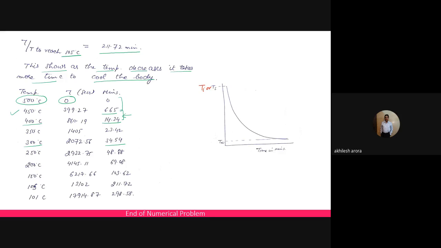Initially it was from 500 to 450 degrees Celsius, and that temperature change took 6.65 minutes. Now from 450 to 400 it has increased. Similarly it has increased here also. So the time keeps on increasing as the temperature reduces, and finally when the temperature of the body reaches 101 degrees Celsius, the time required is 298.58 minutes. So it's a huge time. It's a sort of exponential curve which is plotted here, or an asymptotic curve, you can see it.